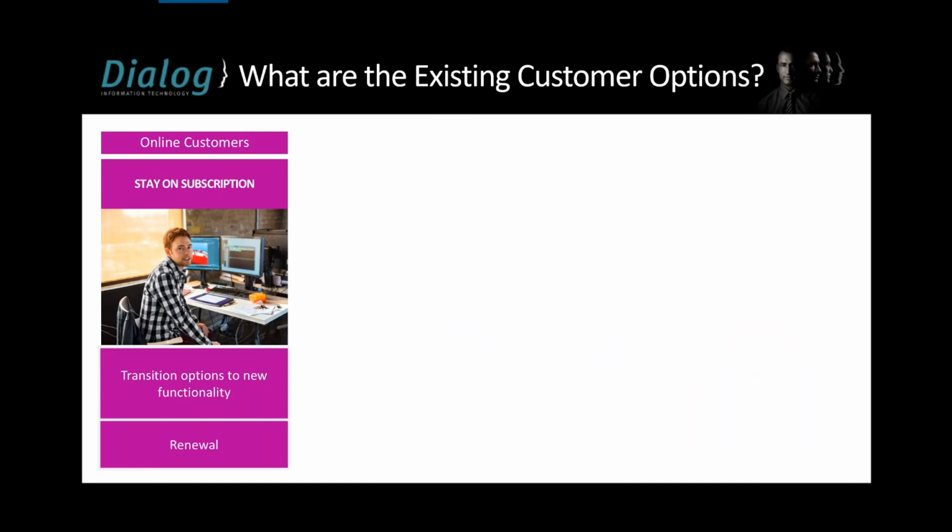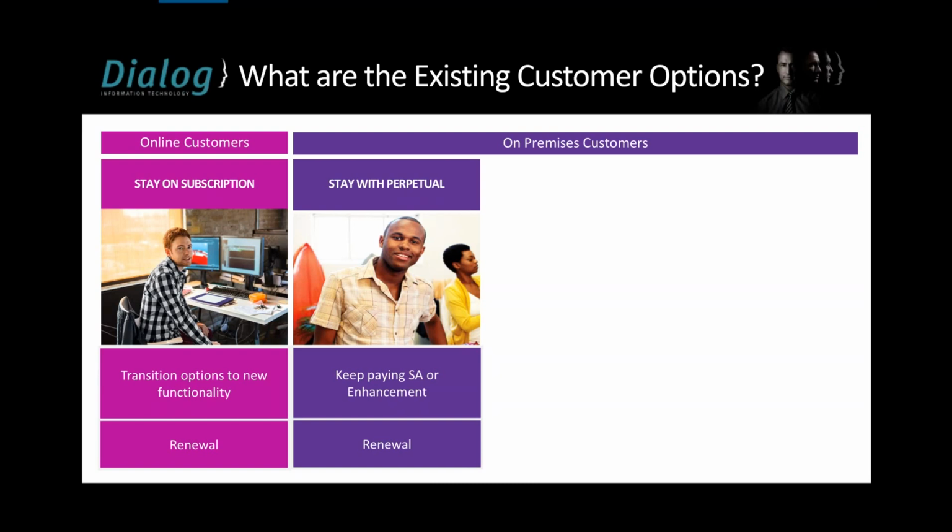What are the options for existing customers to move into Dynamics 365 from their current system? There's several ways you can do it. For online customers, they can just stay on subscription whilst enjoying many of the new benefits for Dynamics 365. When the renewal for their subscription comes up, they'll just convert to Dynamics 365. For clients who are perpetual license holders, you can stay on your current hosting environment and product version and continue paying your enhancement plan or software assurance. That option's available on renewal each time it comes up.